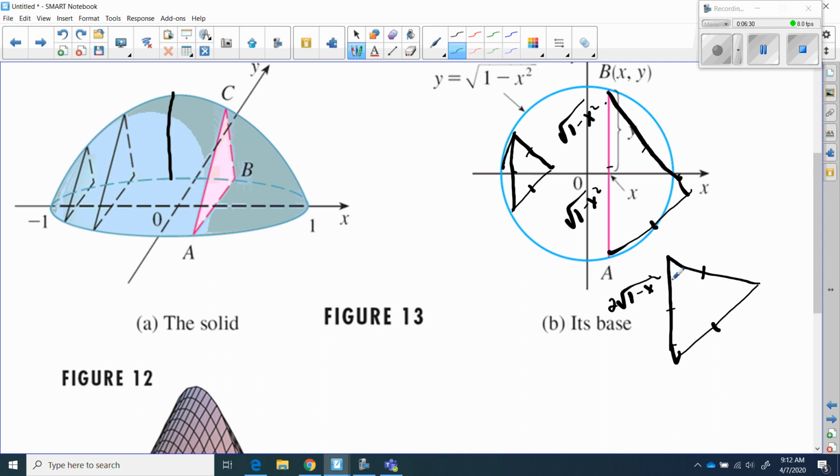And because it's equilateral, that means that all the angles are also the same. So 60, 60, and 60. This angle is 60. This angle is 60. Well, I need to get the area of this triangle.